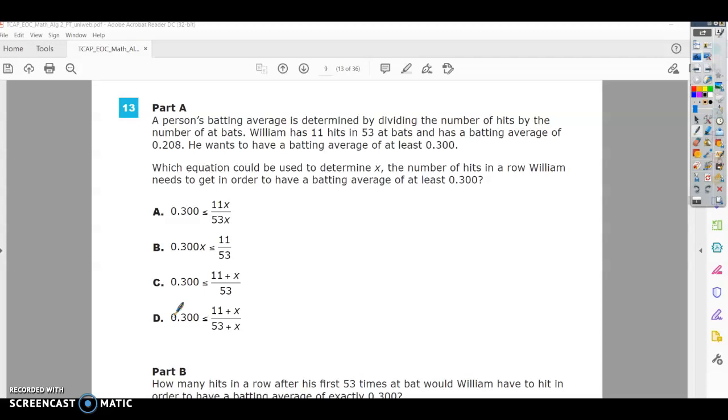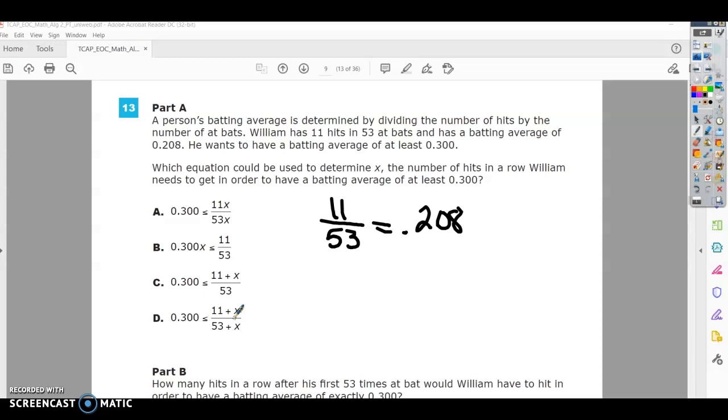So up here it says a batting average is the number of hits divided by the number of bats. So we know that to begin with, we have 11 over 53, and his current batting average is .208. All right, what we're trying to do is determine which one of these inequalities would help him get to a .3, so we can determine how many hits he needs when he's up at bat to get this batting average.